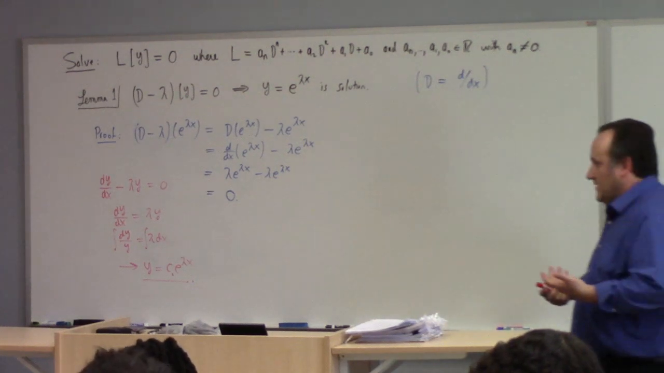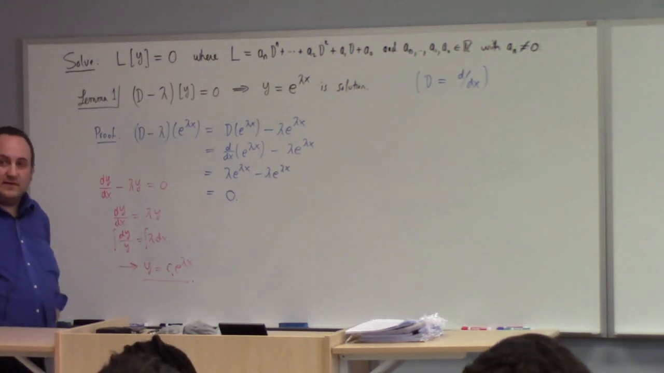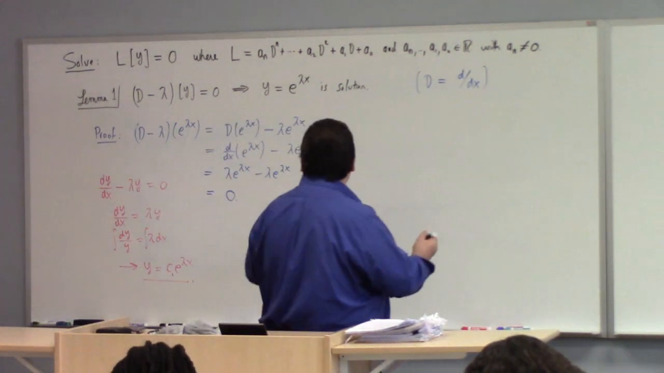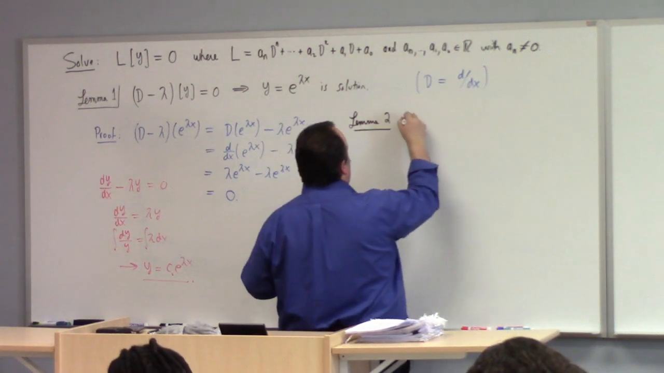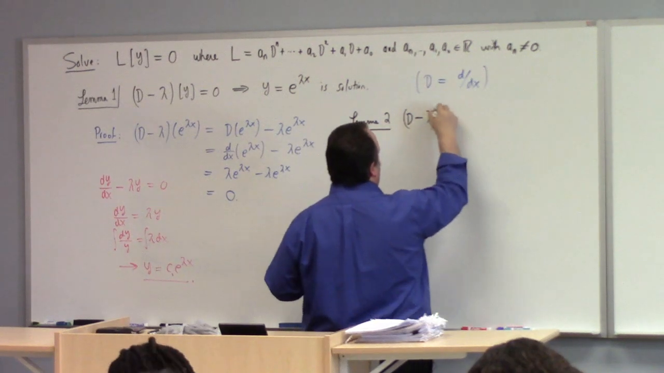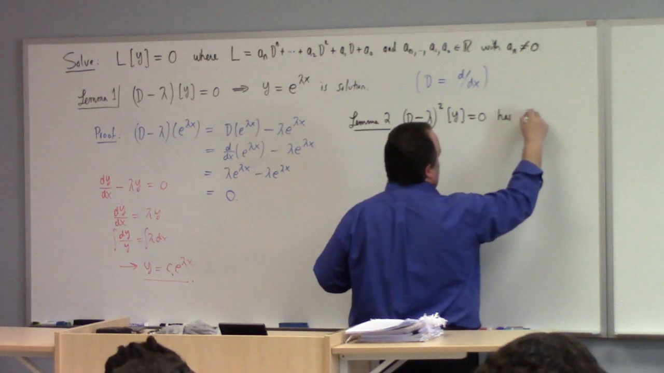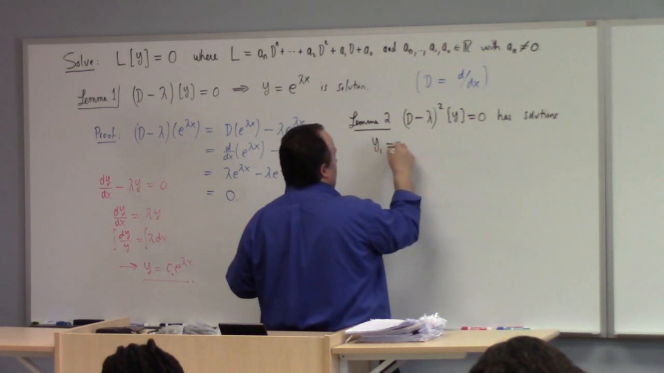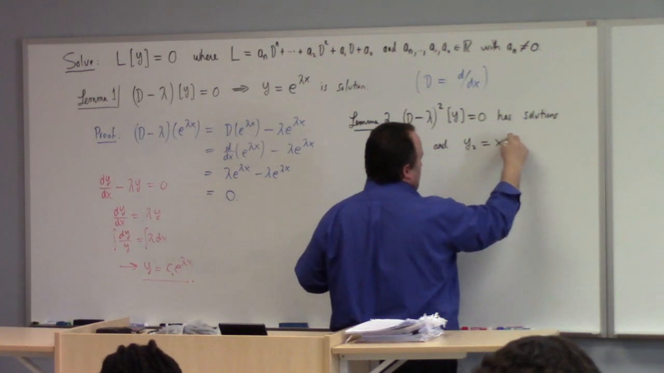All I've done for lemma 1 is write a first order differential equation in a new notation, okay? You with me so far? So how about lemma 2? (D minus lambda) squared acting on y equals 0 has solutions y1 equals e to the lambda x and y2 equals x e to the lambda x.